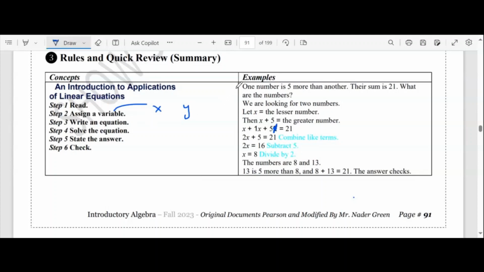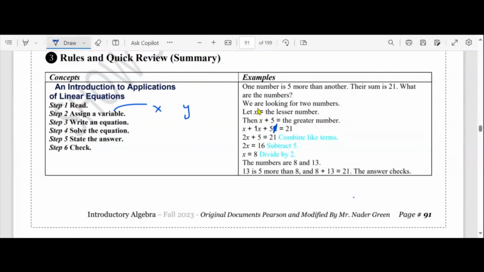So let's take a look at an example. One number, read please. Muhammad, read loud. One number is 5 more than another. Their sum is 21. What are the numbers? So it said here, one number is 5 more than another. That means there is a small one and there is a large one. So I don't know the number. If I don't know the number, then I will assign it a variable.